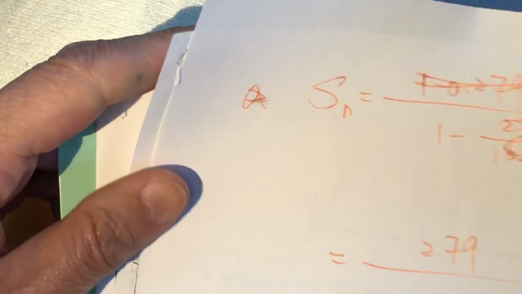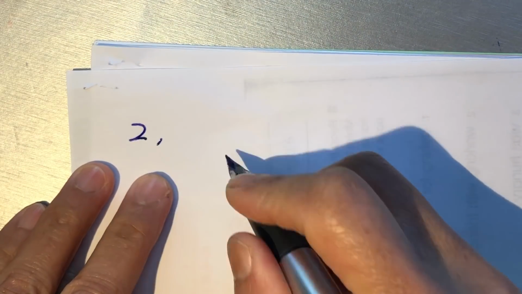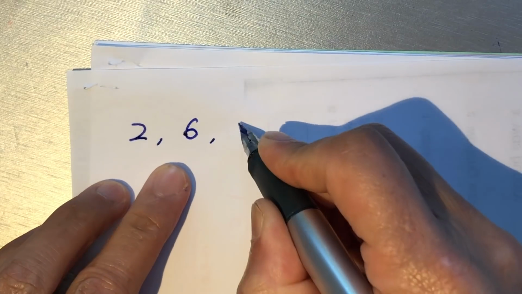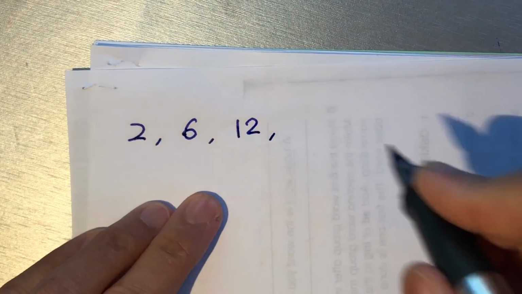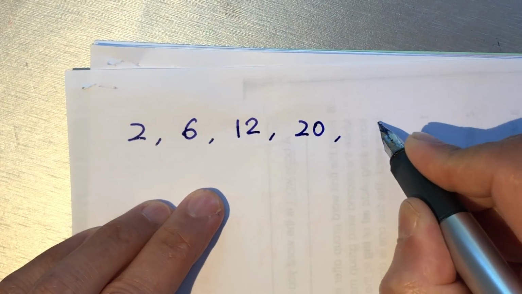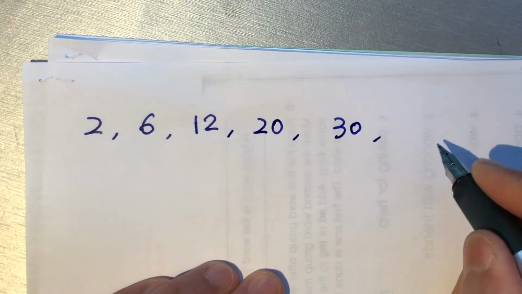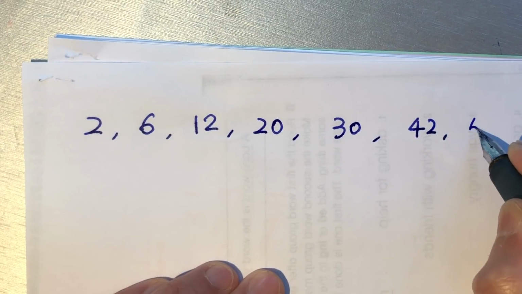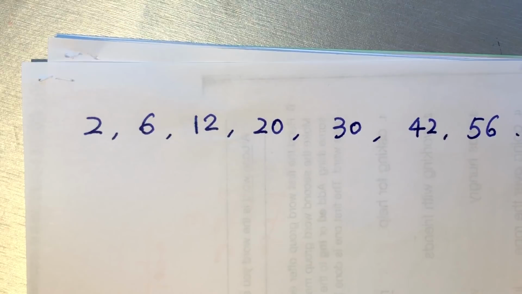So first I will write down what numbers we are talking about. We have this sequence, starting with 2, 6, 12, 20, 30, 42, 56. When I first saw this problem, I was thinking of an arithmetic series or a geometric series.